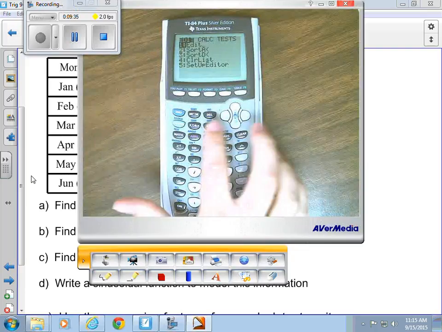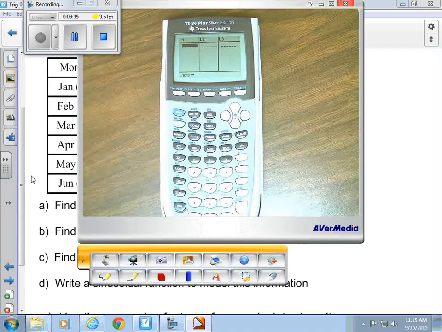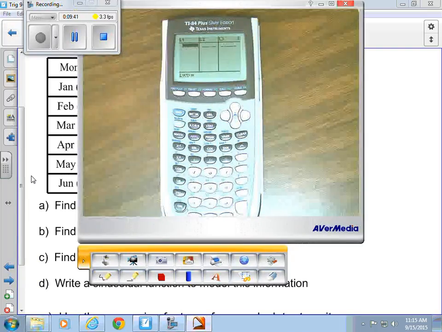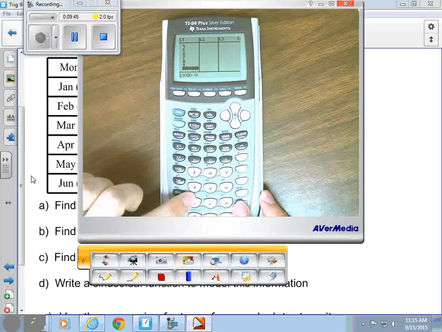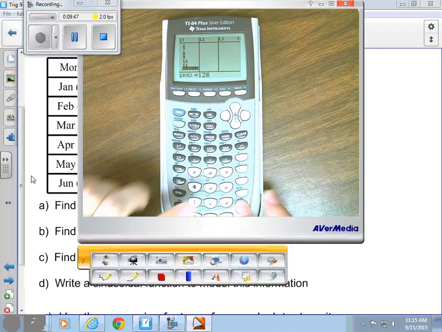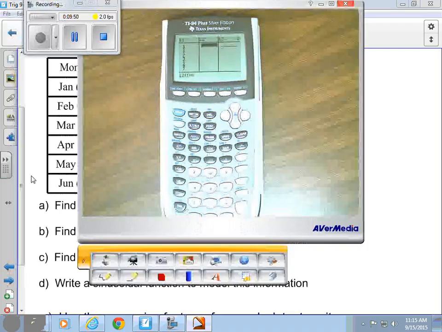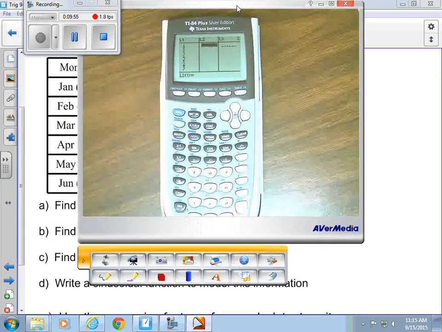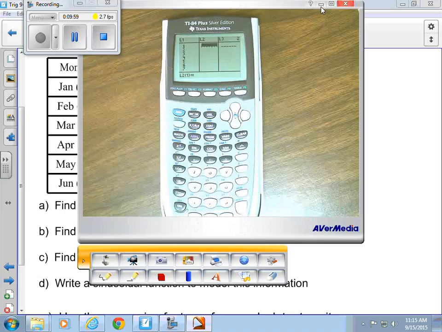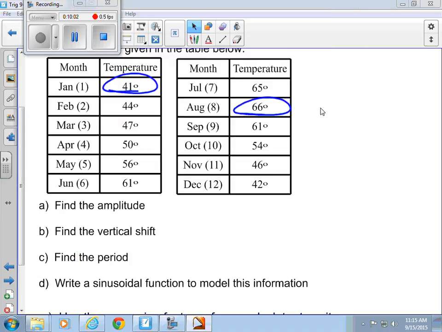Anyway. So in L1, let's put the months. So 1, 2, 3, 4, 5, 6, 7, 8, 9, 10, 11, 12. In L2, we're going to put the temperatures. I'm going to move my calculator for a minute. Y'all okay with that? So we can all see the temperatures, and I'll pull my calculator back up once we have the temperatures typed in L2. So for January, you'll put 41 and so forth.